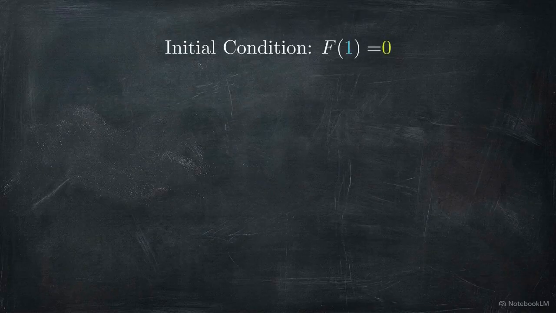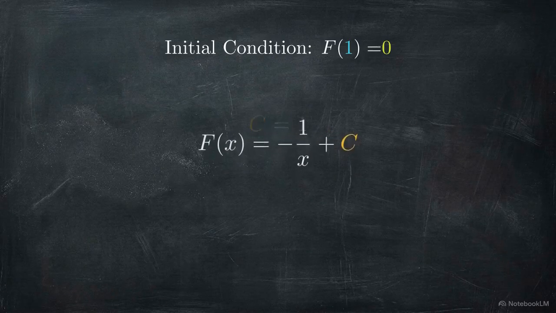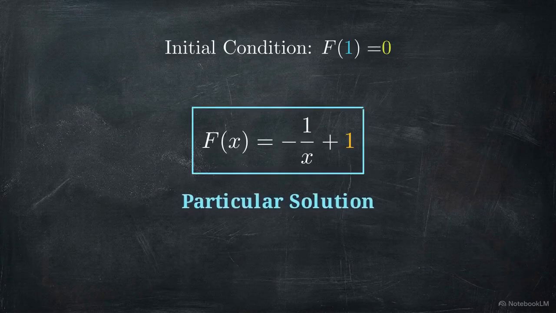Let's introduce our initial condition, f of 1 equals 0. We plug our x value of 1 and output of 0 into the general solution. Solving the algebra isolates our constant, C equals 1. Dropping 1 back in formulates our particular solution.